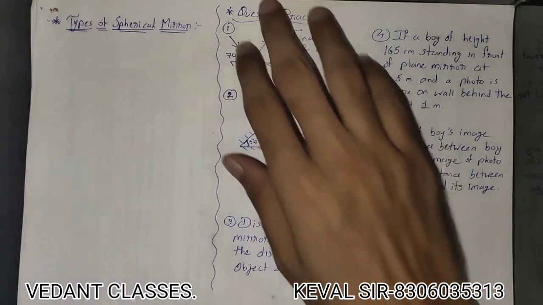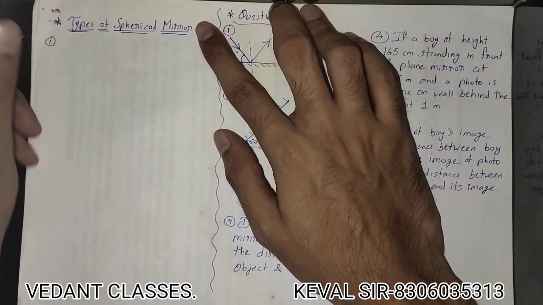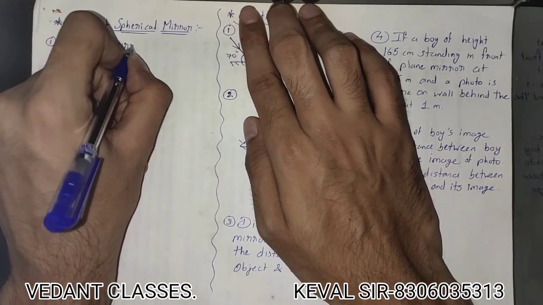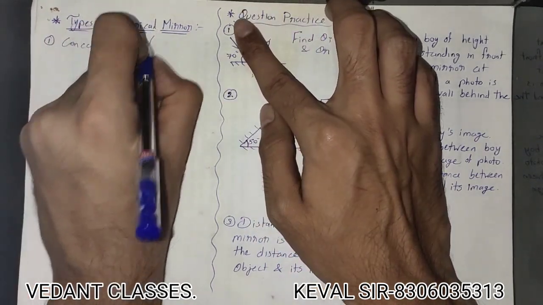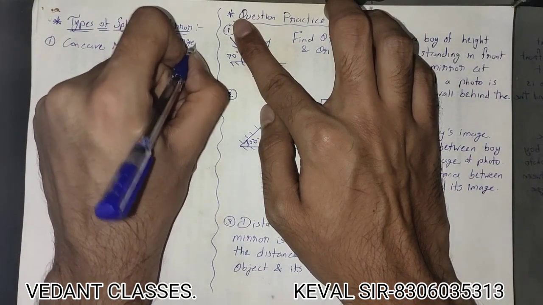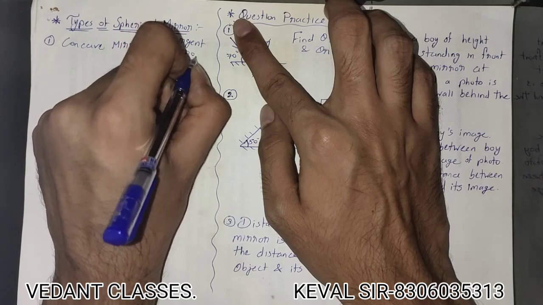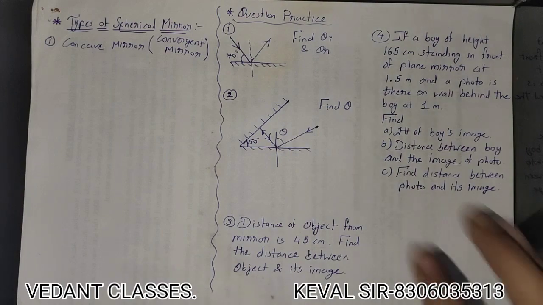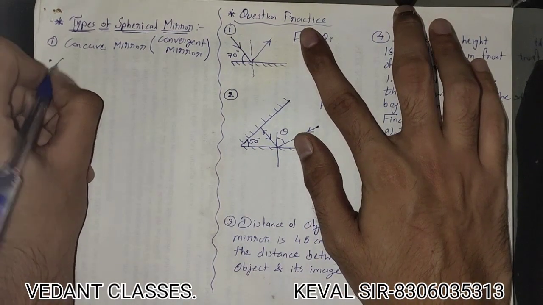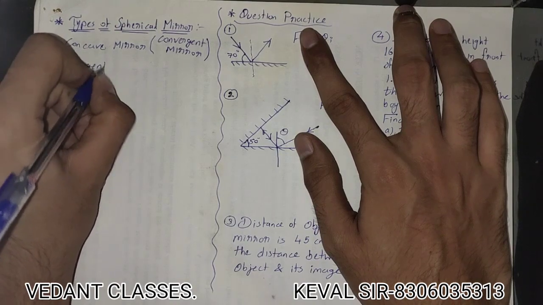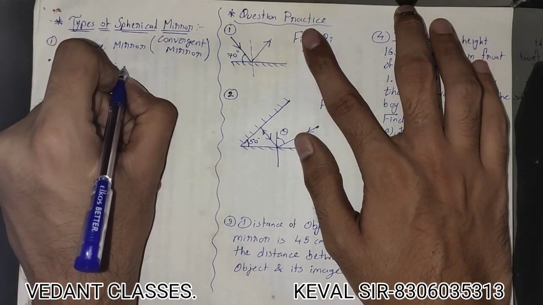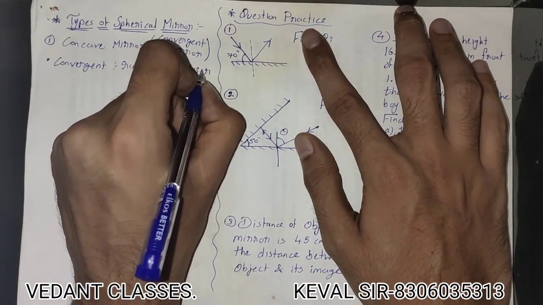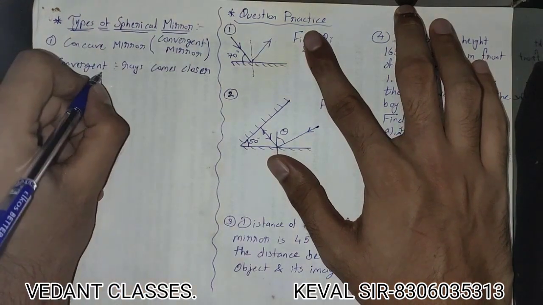Now let's see the types of spherical mirror. The first type of spherical mirror is the concave mirror. The concave mirror is also called a convergent mirror. Convergent means the light rays come closer and closer to each other. So you can simply remember convergent: rays come closer.